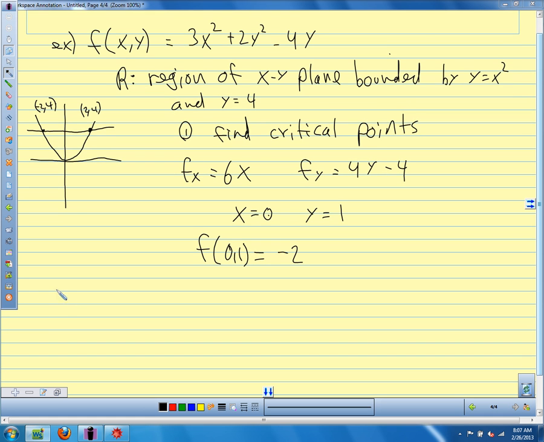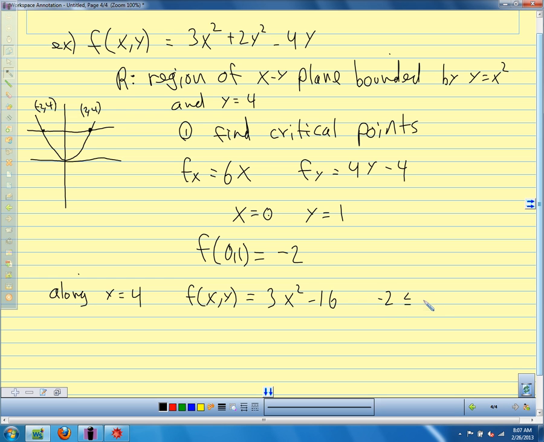Let's look along y equals 4. Along y equals 4, our function gives us, if we plug in y equals 4 here, we get 3x squared plus 16. And x is going to vary between negative 2 and 2.